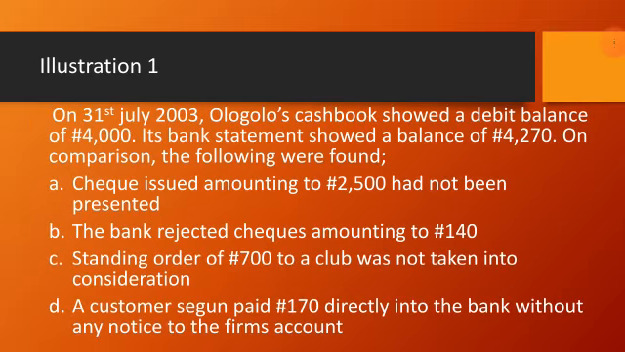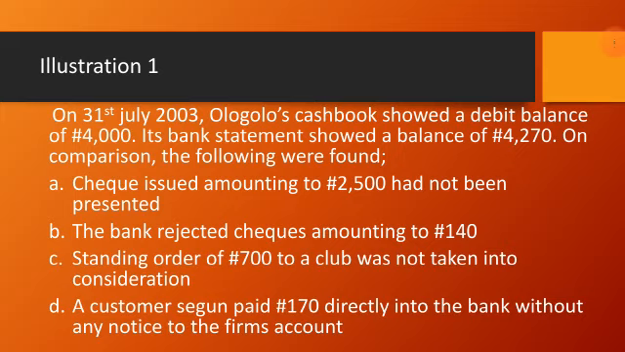Now I have an illustration here. On the 31st July 2003, Ologolo's cash book showed a debit balance of 4,000. Its bank statement showed a balance of 4,270. On comparison, the following were found.